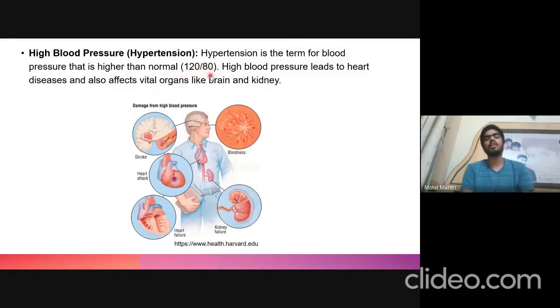80. So if the blood pressure in an individual is much more than the normal blood pressure, that is 120 systolic pressure and 80 diastolic pressure, then such condition is known as hypertension, and the blood pressure is around 140 or 150 systolic pressure and around 90 to 100 diastolic pressure. And this high blood pressure can cause various heart disease, as well as can damage the vital organs such as brain and kidney, and may cause blindness and stroke and heart failure and kidney failure.